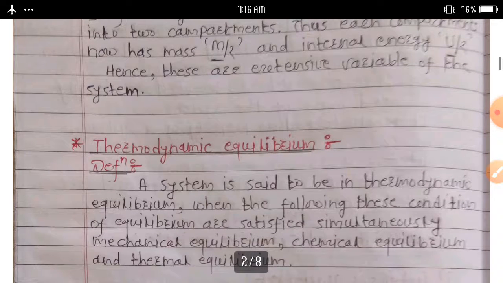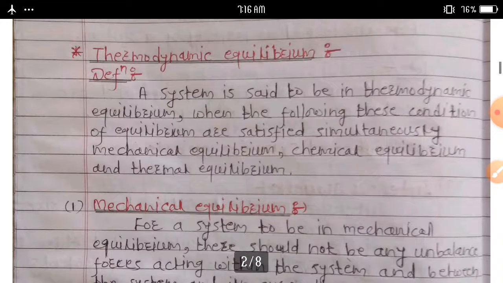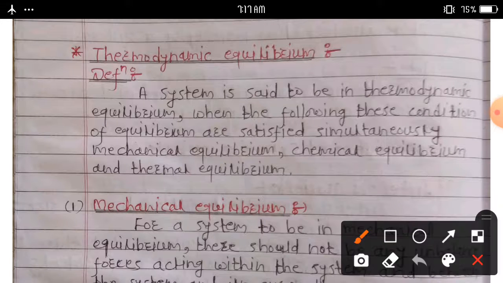Next we consider what is meant by thermodynamic equilibrium. When is a system said to be in thermodynamic equilibrium? See this definition. A system is said to be in thermodynamic equilibrium when the following conditions of equilibrium are satisfied simultaneously: mechanical equilibrium, chemical equilibrium, and thermal equilibrium. This is called thermodynamic equilibrium.